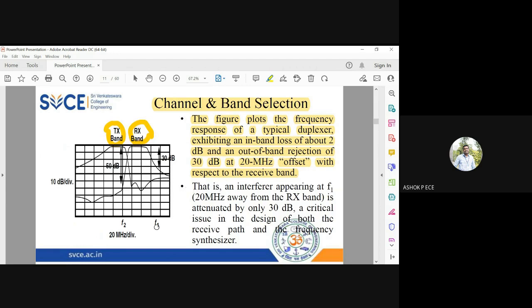So if an interferer appears at F1, see F1 is somewhere here, it is attenuated by 30 dB. So the power will get reduced. It is the critical design and the synthesizer. So this is what happens when you use a duplexer, which is going to work at two different frequencies. My frequency of interest is F2, but if an interferer appears at F1, then that is completely attenuated by 30 dB.